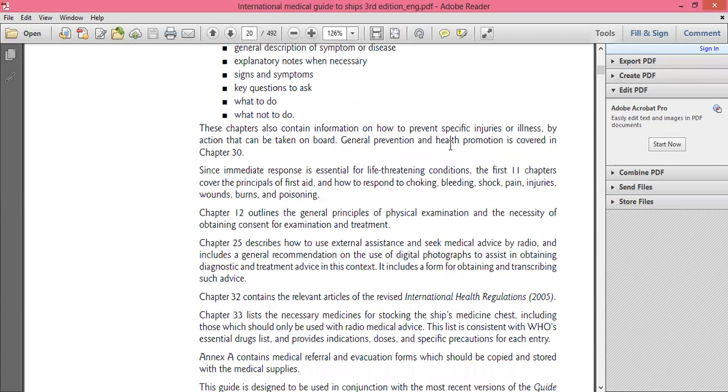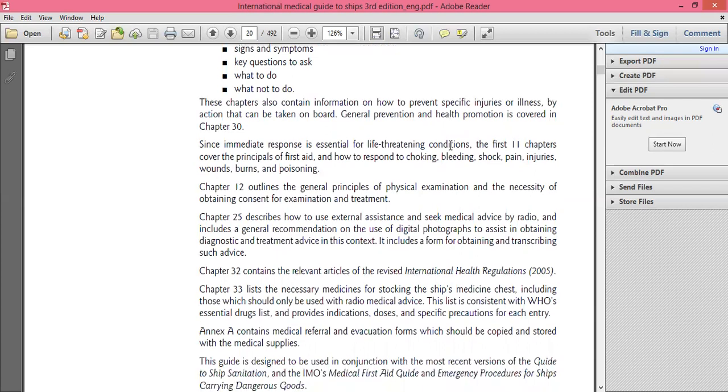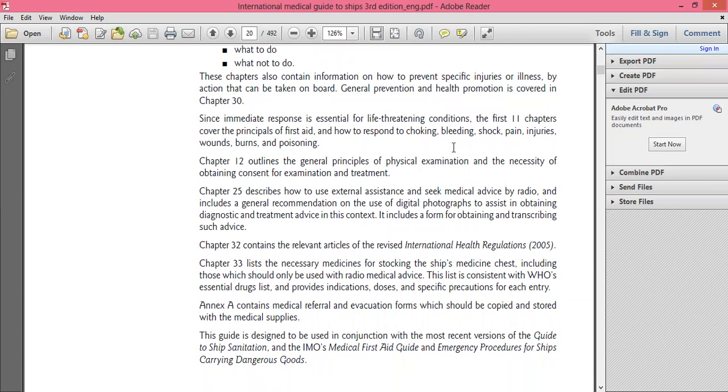Chapter 25 describes how to use external assistance and seek medical advice by radio, and includes a general recommendation on the use of digital photographs to assist in obtaining diagnostic and treatment advice in this context. It includes a form for obtaining and transcribing such advice. Chapter 32 contains the relevant articles of the revised International Health Regulations.